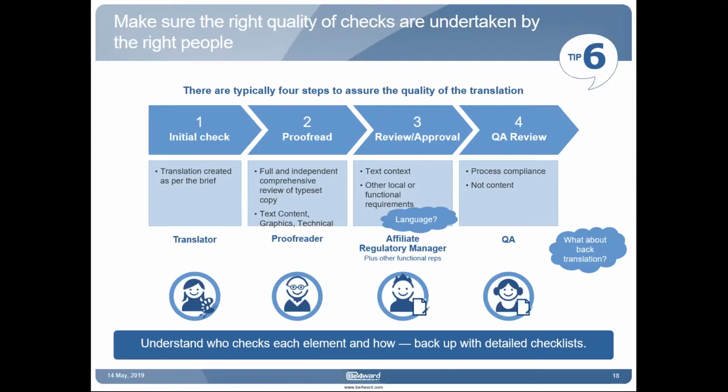Secondly, a full and comprehensive proofread of the typeset copy. So make sure that somebody's doing a full review of that text document to make sure that that text document is correct. Now that may be your translation provider that's doing that for you. It may be somebody within your organization that's doing that for you. But somebody has to, so make sure that's being done.